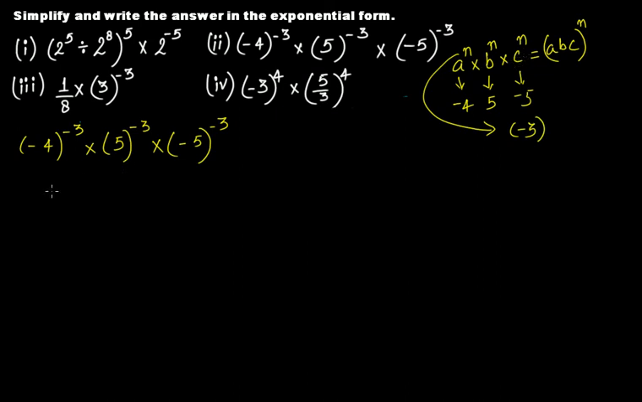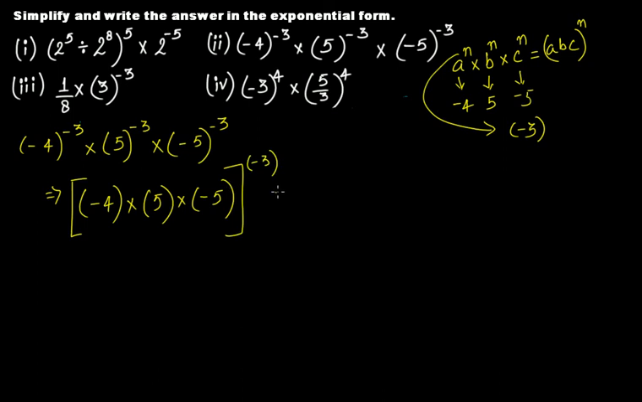So from here you get what? You get minus 4 multiplied by 5 multiplied by minus 5. This whole is raised to the power of minus 3. So this gives you minus 4 multiplied by 5 is minus 20, and minus 20 multiplied by minus 5 is 100. So 100 raised to the power of minus 3. Now a raised to the power of minus m is actually equal to 1 by a raised to the power of m. This gives you 1 by 100 raised to the power of 3.